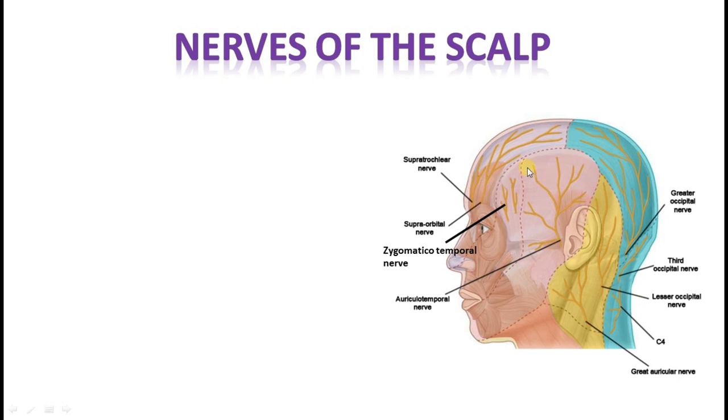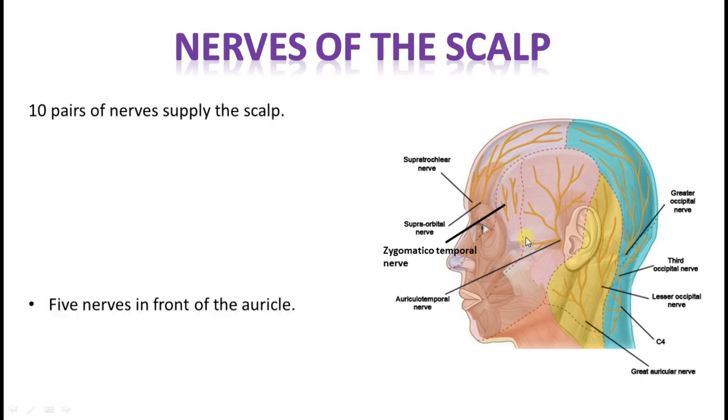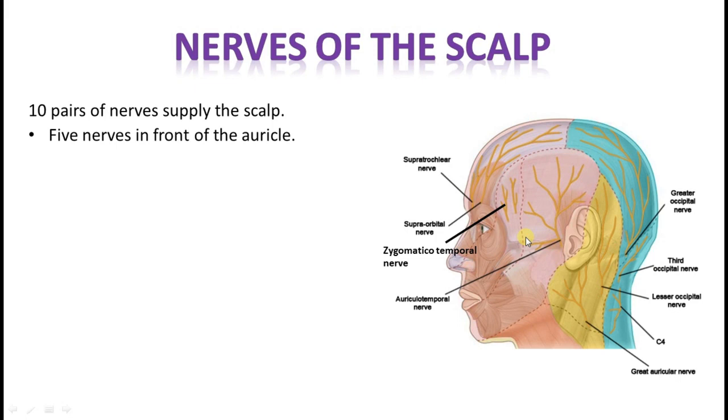Okay. So, 5 nerves for each half of the scalp, 5 nerves in front of the auricle, 5 nerves behind the auricle. Of the 5 nerves, 4 are sensory and one is the motor nerve. 4 sensory and 1 motor in front of the auricle. In the same way behind the auricle also 4 sensory and 1 motor.